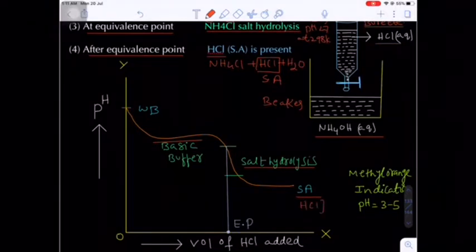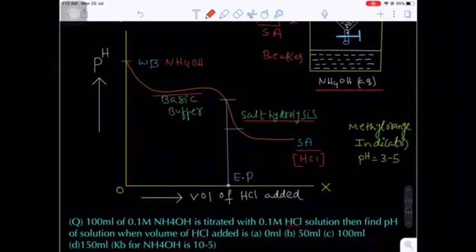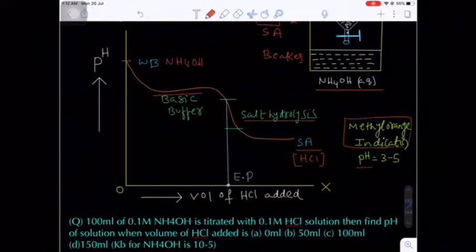Now after crossing the equivalence point, what will be the excess reagent in the solution? That will be the hydrochloric acid. So this will be the strong acid, nothing but hydrochloric acid. The pH of the solution is finally determined with the help of hydrochloric acid, initially determined with the help of ammonium hydroxide. Midway, that is before the equivalence point, it is a basic buffer, and at the equivalence point, salt hydrolysis.